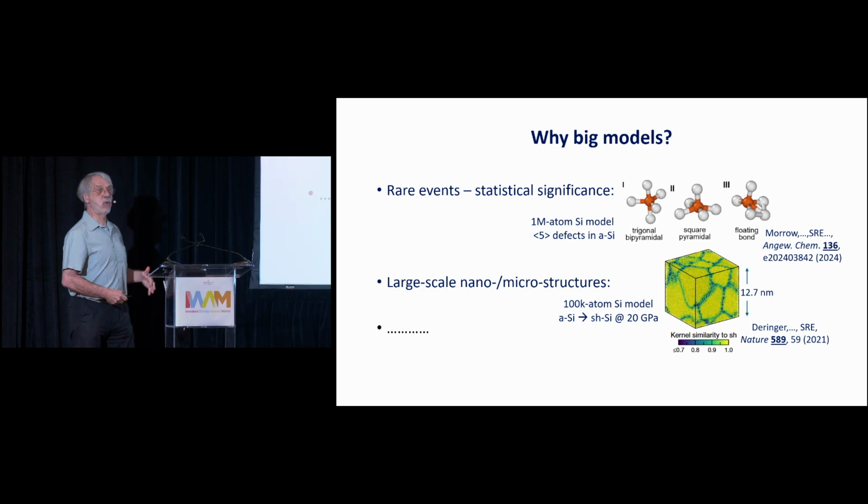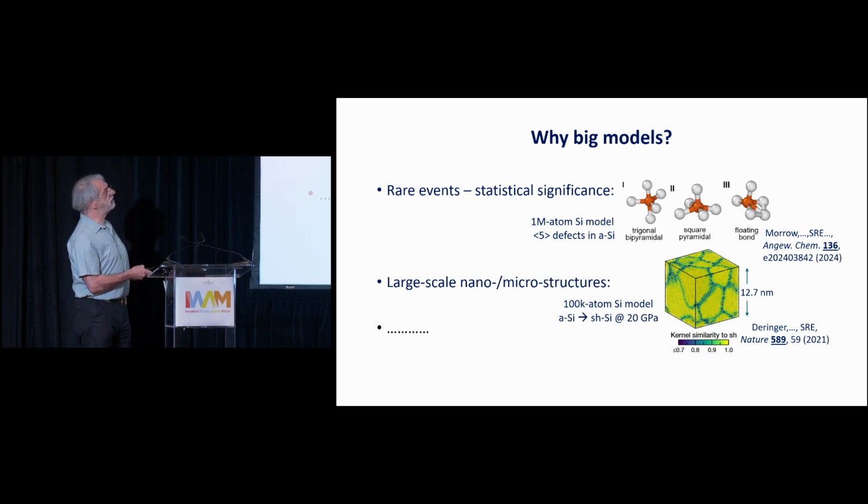But you might say, why big models apart from just bragging rights? Well, my model is bigger than your model, right? So what are the advantages? Well, the advantage is that, of course, if you've got a large number of atoms, you can look at rare events in a statistically significant way. I'll mention that in the next slide. I'm going to talk about silicon in the next slide.